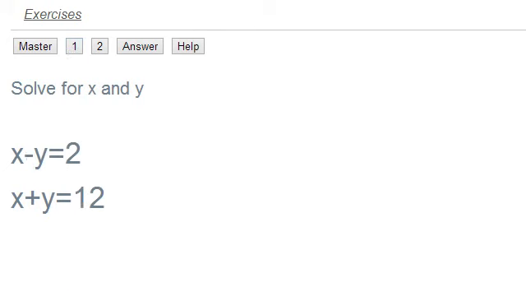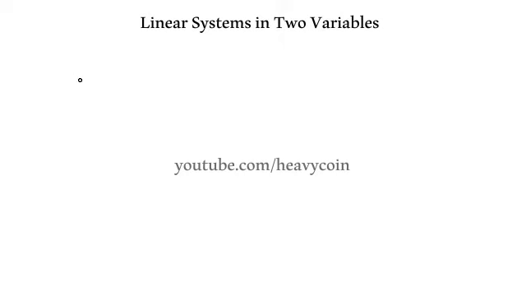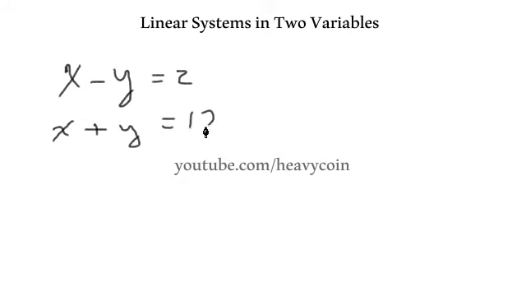Let's see if I can find a different one here. It was x plus y is equal to 5, I believe. Or wait a minute, is that what it was? No, that's not what it was. Alright, let me rewrite this again. I was looking at something else in my notes. x minus y is equal to 2, and x plus y is equal to 12.